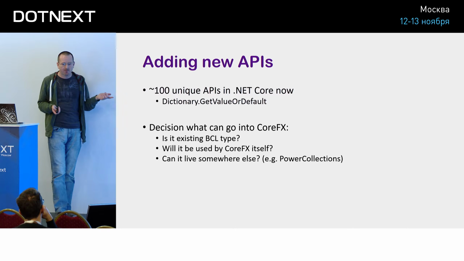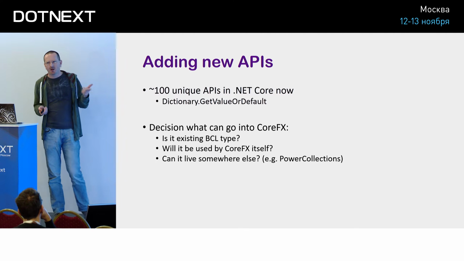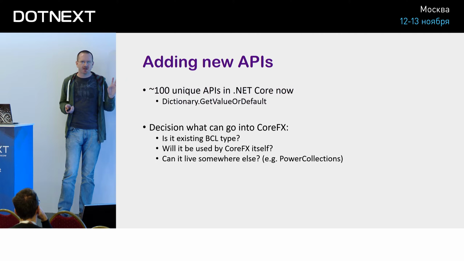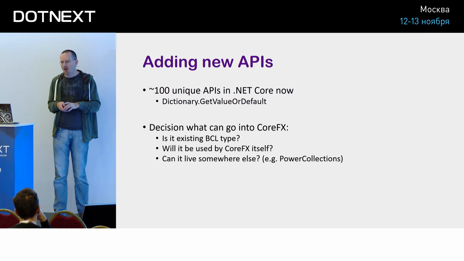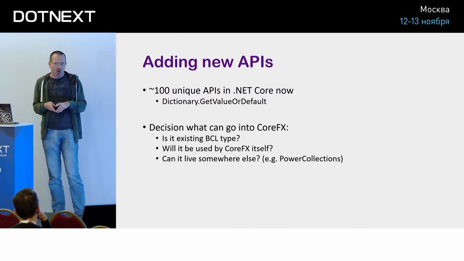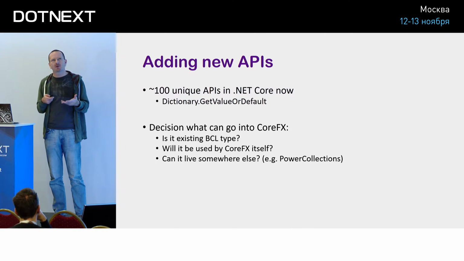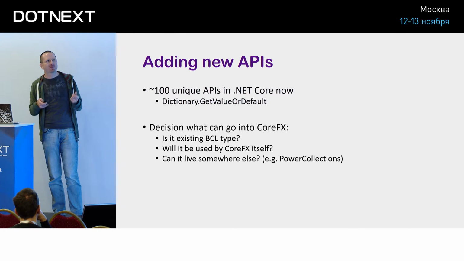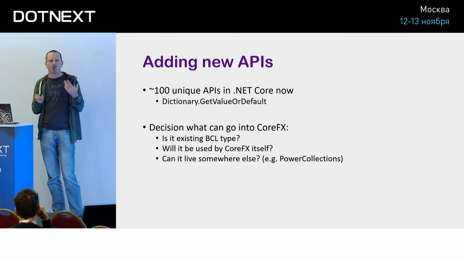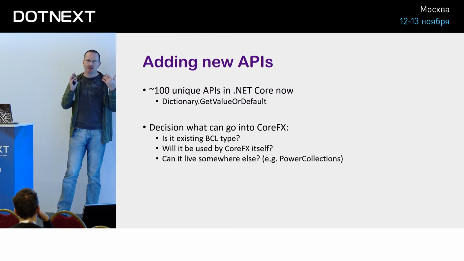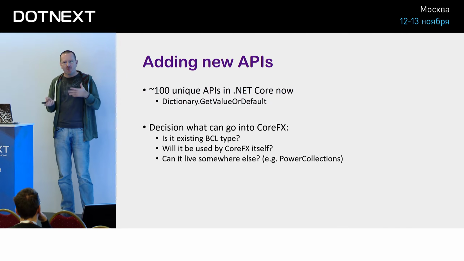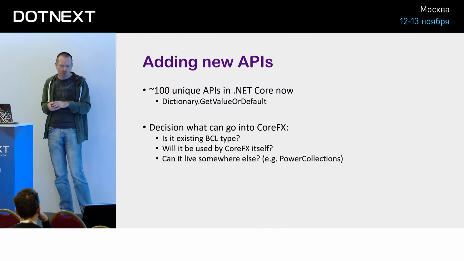A good example is Power Collections. If you haven't seen them, they've been out there for 7 years. I think it was on CodePlex. The idea is basically that they have a bunch of, I actually don't even know what specific types are there, but they have fancier, more fine-tuned and specialized collections, like dictionary and other things, which are performant maybe in some specific workloads.